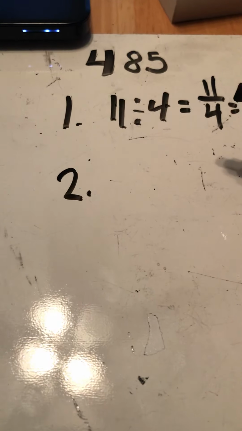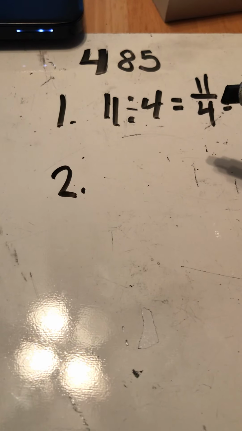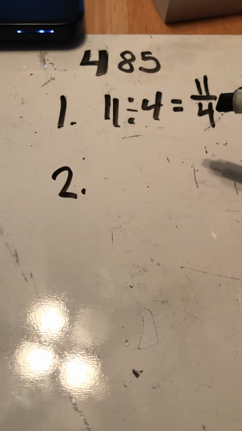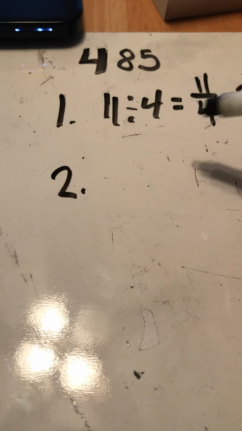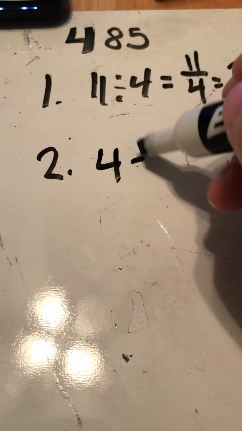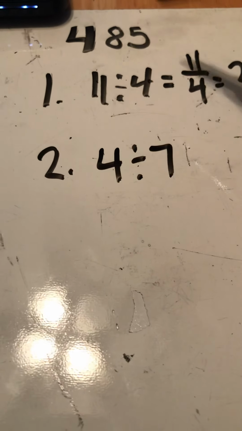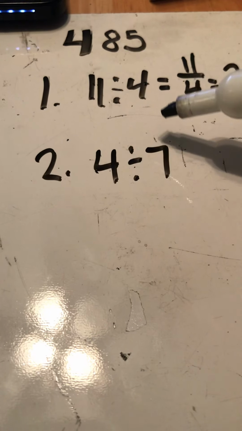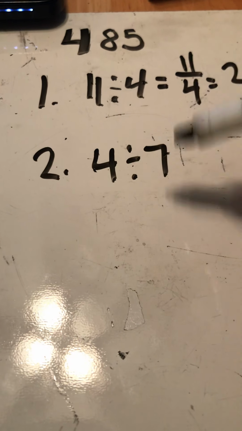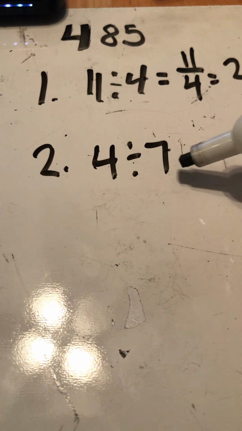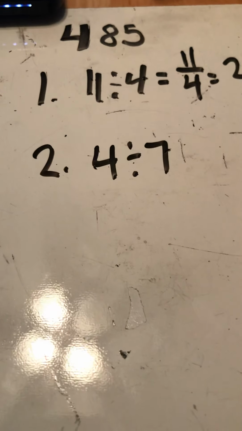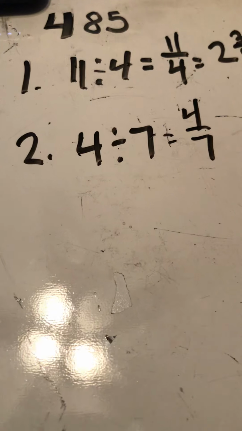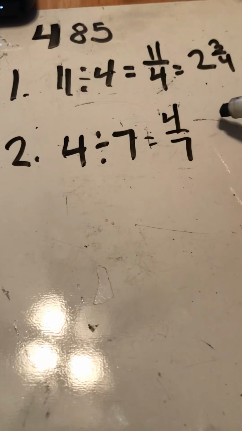Number 2. There are 4 cups of flour. If 7 people are going to share the flour equally, it's an interesting situation here. How much flour will each person get? So here we have 4 cups of flour, and we're breaking it up into 7 groups. We had 11 apples, breaking up into 4 groups. 4 cups of flour, breaking them up into 7 groups. Because we have less flour than people, not everyone's going to get a whole cup, right? It's going to end up with a part of a cup, which is 4/7 of a cup.